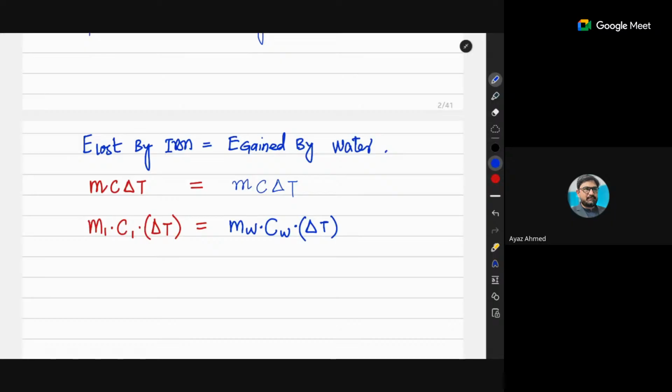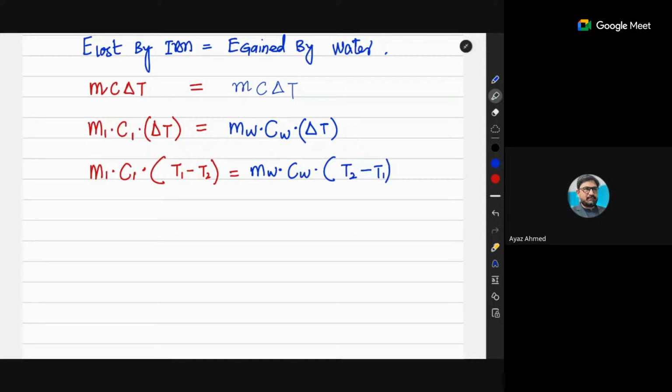Now you have all these points, but you don't have one thing. m1 is given to you, sorry, c1 is known to you. The change in temperature for the iron is initial temperature minus T2, and for the water, M of the water, C of the water, and the final temperature is T2 minus T1. So in this equation, what was the mass of the iron? 200 grams, that is 0.2 kg.